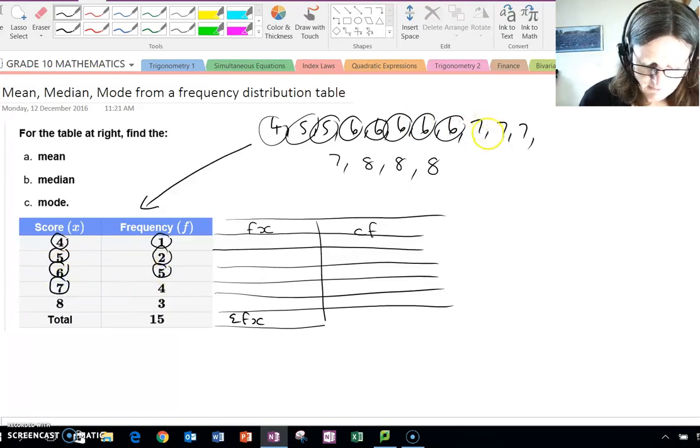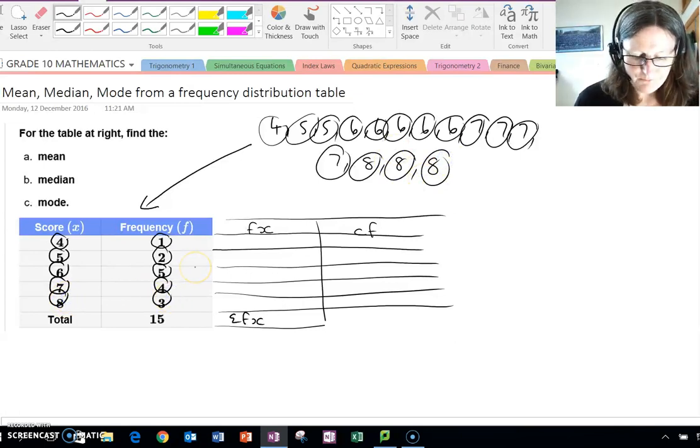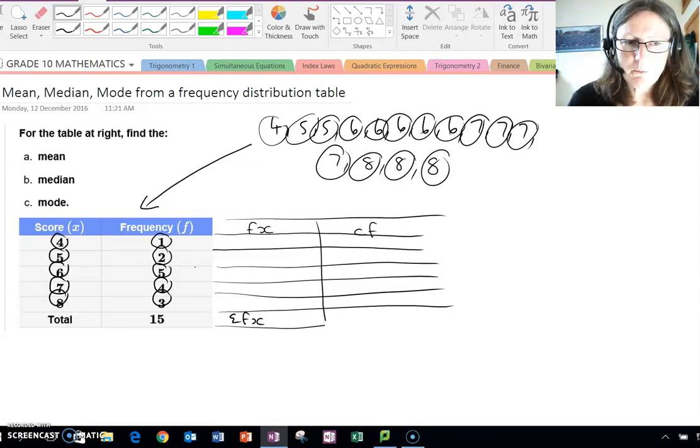There's a score of 7. 1, 2, 3, 4. It occurs 4 times. And 8 occurs 3 times. So that's how they got that table. So all the scores were put into a table. When the scores are in a table, we can work out the mean, median, and mode.